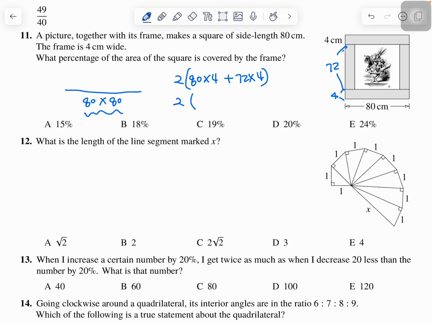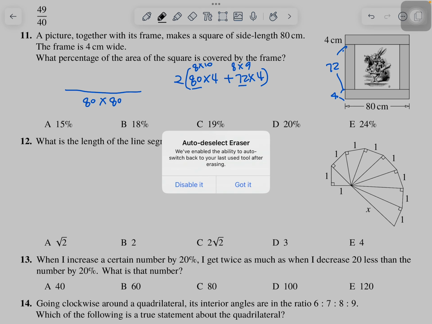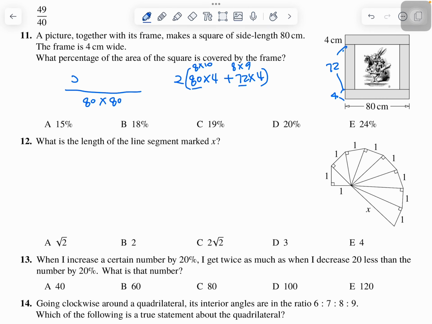When I decide not to calculate, this means I think this will be more simplified, like canceled out. So I will factorize this one, like 80, 72, 8 by 10, 8 by 9. So here we will say 2 by 8 by 4 and 10 plus 9, 19. So 8, 10, 10. So 19 over 100, which means 0.19, 19%.